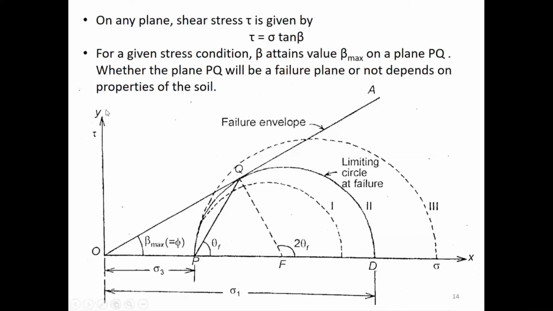I constructed a Mohr circle based on my maximum and minimum, or the major and minor principal stresses. I am disregarding my sigma 2. So sigma 1, sigma 3 I plotted, I drew my Mohr circle, I found out the center, and I drew the Mohr circle based on the radius that I obtained from this. Now I have my Mohr circle. Now on any plane, the shear stress tau is given by tau equals sigma tan beta.